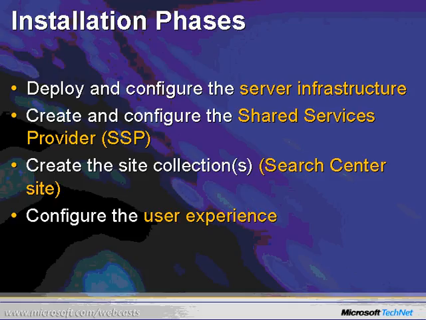So on the installation phases, there's really 4 phases we're going to go through today. We're going to deploy and configure the server infrastructure itself. We'll then create and configure an SSP, then create site collections, and in this case we're going to create a collaborative publishing portal, usually the base MOSS template that comes out of the box. You can also create a number of other templates based on that site collection, and specifically just a Search Center site, and I'll show how you could do that. And then configuring the user experience around that.